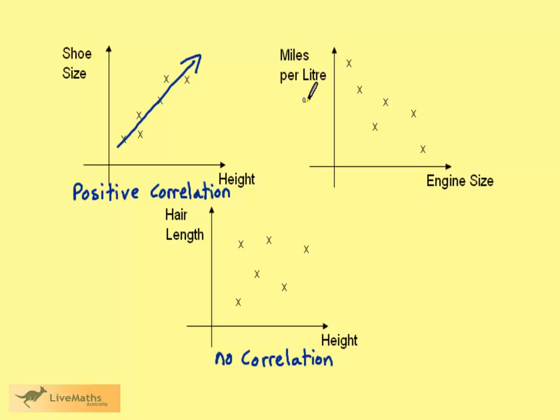Here with engine size against miles per litre, we expect to see that as engine size increases, miles per litre decreases. This is called a negative correlation. So from top left to bottom right is a negative correlation.